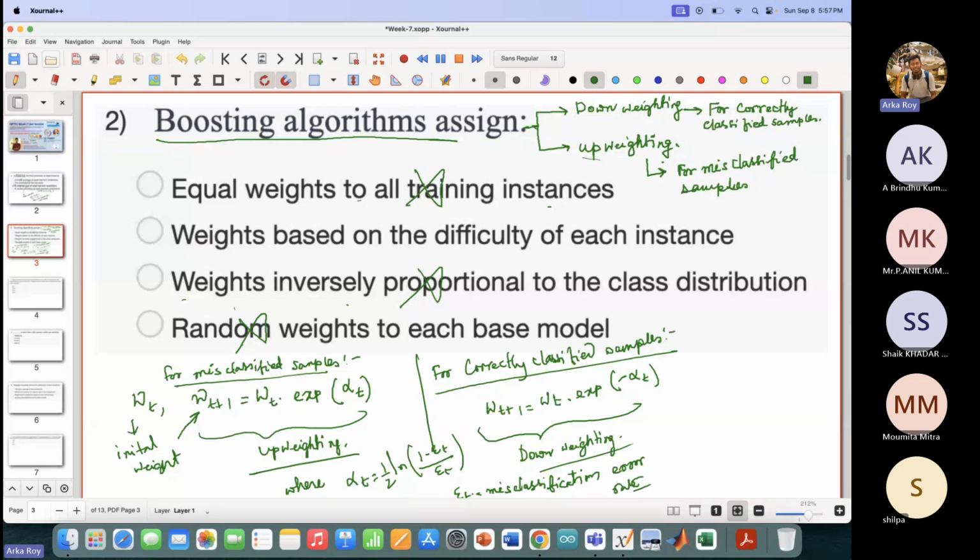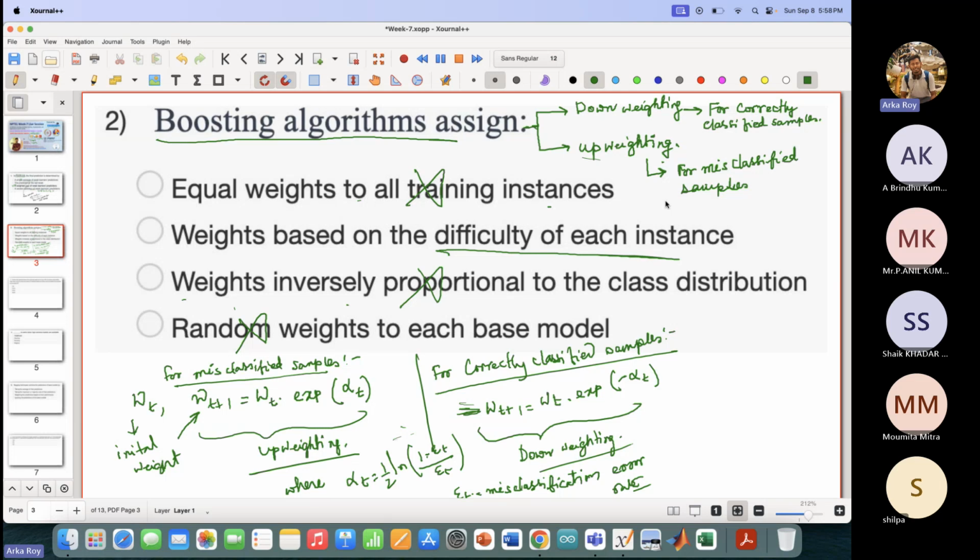So let us see what option 2 is saying. It says weights based on the difficulty of the instance. Based on difficulty means, for example, whether it is difficult to classify, that means it is misclassified. These samples are difficult to classify. If some of the samples are misclassified, that means it is somewhat difficult for the model to get them correctly classified.